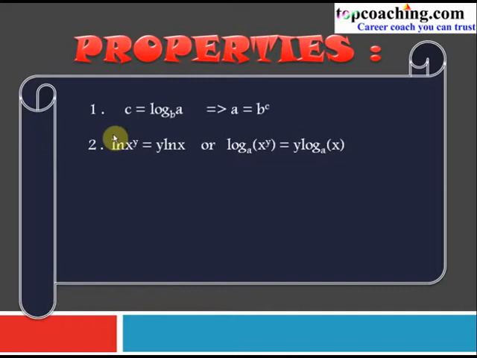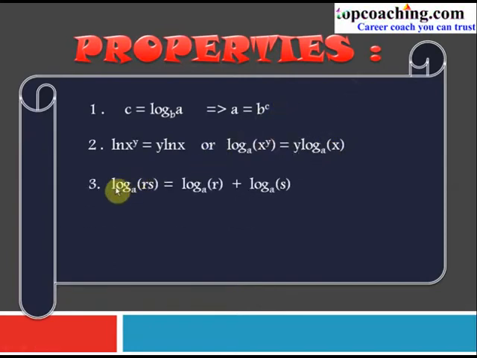The second is, ln of x to the power of y is equal to y times ln x. Here ln x means that the base is equal to e and y is the exponent of x. So ln of x to the power of y would be equal to y times ln x. So it is simply the exponent of x multiplied by ln x. So in general, if we have log of x to the power of y when the base is equal to a, then that would be equal to y times log of x to the base a.